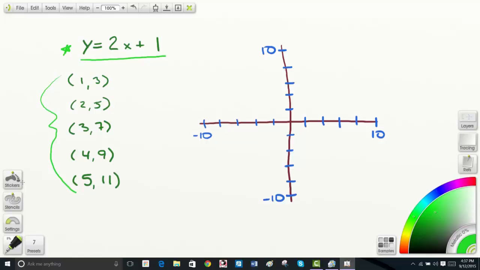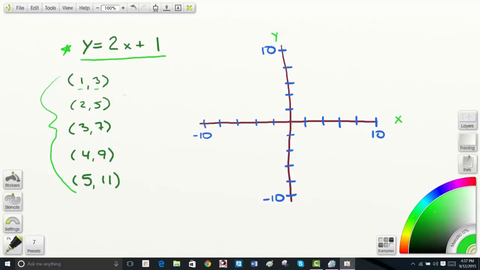All right, so now I'd like us to take that information and graph these ordered pairs on my xy axis over here. So starting with the point (1, 3), remember 1 defines the x coordinate and 3 defines the y coordinate. So the 1 is going to tell me where I go left and right, and 3 is going to tell me where I go up and down.